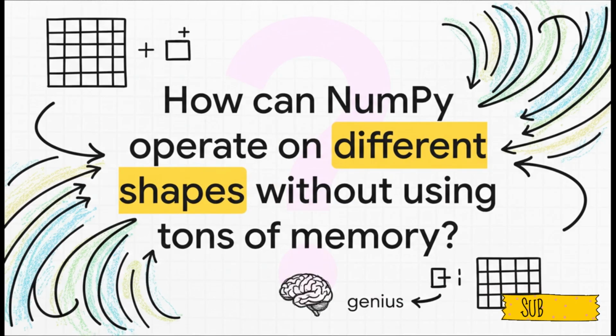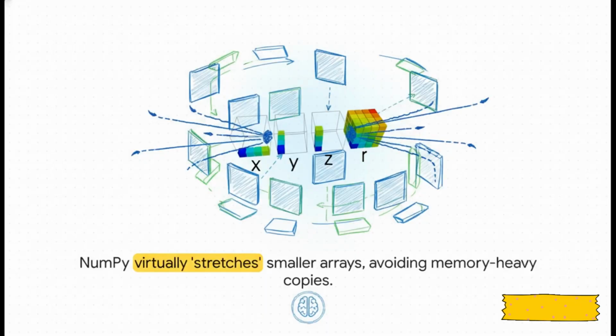If we have a giant array with 1 million elements, and we just want to add the number 5 to it, does NumPy have to create a second million-element array filled with the number 5 just to do the math? I mean, that would be a crazy waste of memory, right? And the answer is no. This is the genius of broadcasting.